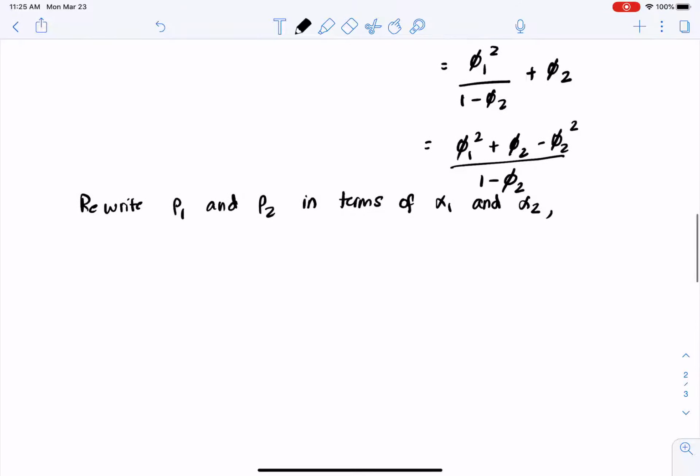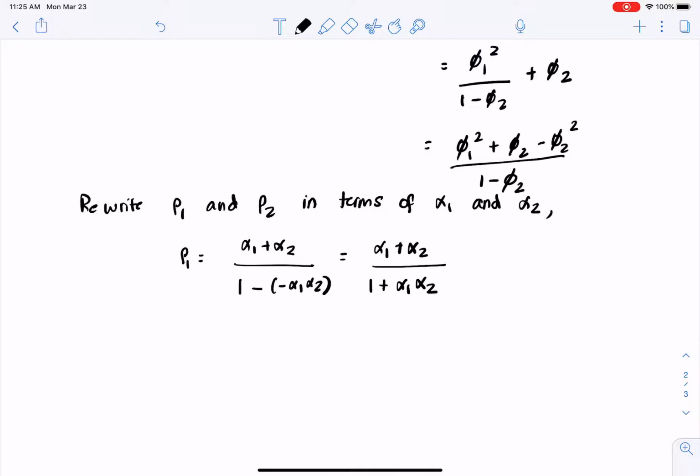So what we have is rho 1 equals, we know phi 1 is alpha 1 plus alpha 2, and we also know that phi 2 is negative alpha 1 alpha 2, so negative alpha 1 alpha 2, we get alpha 1 plus alpha 2 over 1 plus alpha 1 alpha 2.